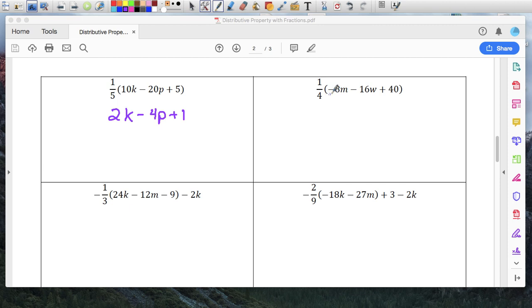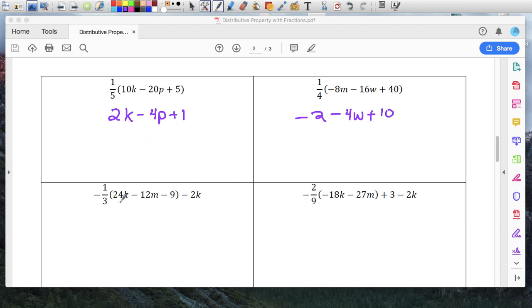This one, 1/4, I'm going to divide everything inside the parentheses by 4. Positive times a negative is a negative. 8 divided by 4 is 2. Next one's a negative again, because positive times a negative is a negative. 16 divided by 4 is 4w. Positive and a positive is going to be positive, and 40 divided by 4 is 10. Nothing to combine as well.